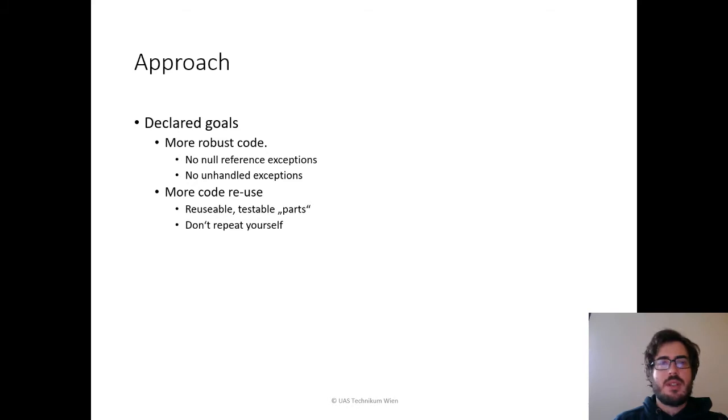So this whole thing has the goal to write robust code. We don't want to have null reference exceptions, we don't want to have unhandled exceptions, and we want the code to be as reusable as possible. So we want small, reusable, testable parts, and we don't want to repeat ourselves. To this end, in this lecture, we will use types to tackle the first goal, and we use functions to tackle the second goal.